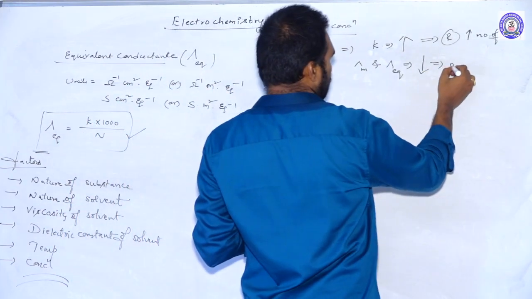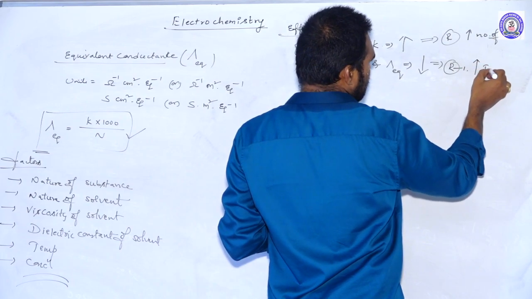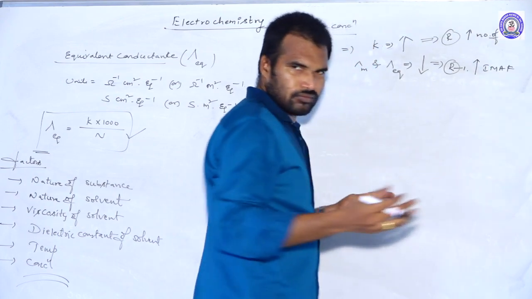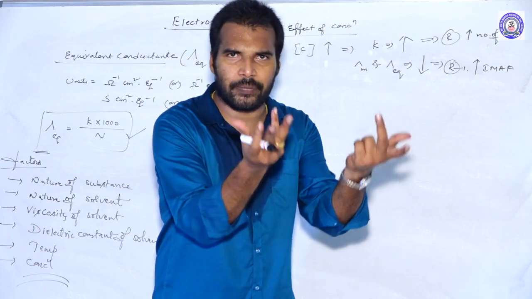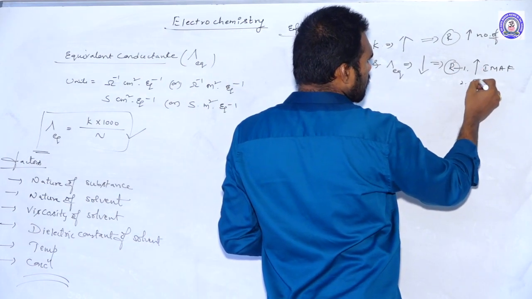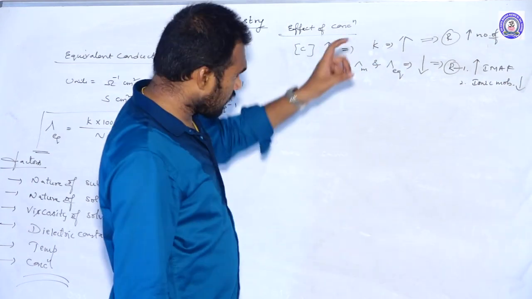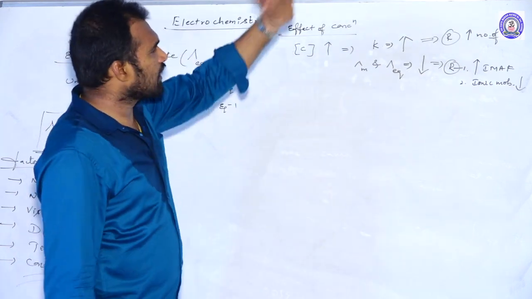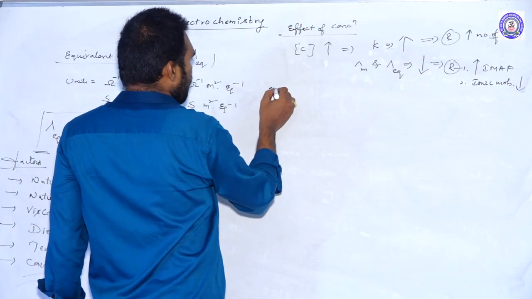Two reasons are there. Reason number one is the increasing intermolecular attractive forces. If the number of ions is increasing, they come close to each other. If they come close to each other, what happens? Intermolecular attractions are generated. Because of the increasing intermolecular attractions, the ionic mobility decreases. So for that reason, both molar conductance and equivalent conductance decrease by increasing the concentration, whereas specific conductance will increase. Clear?